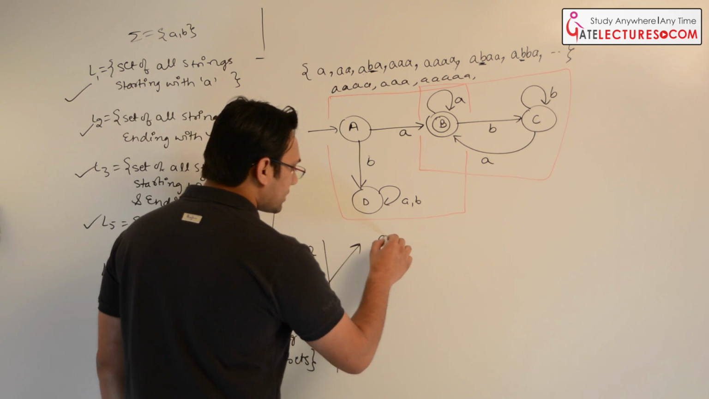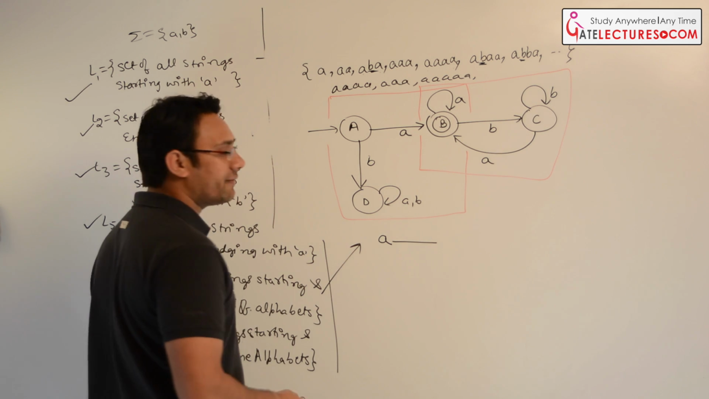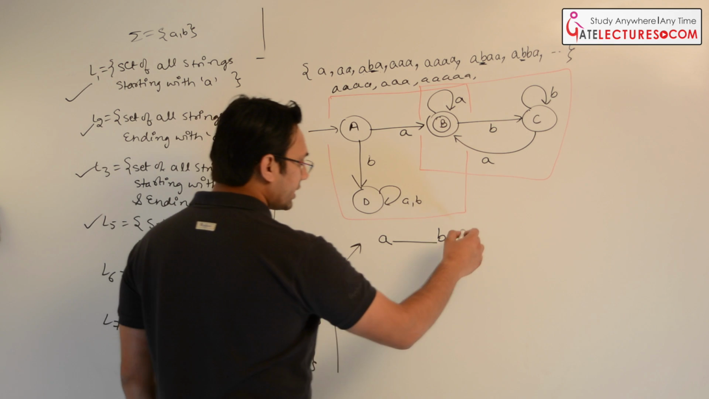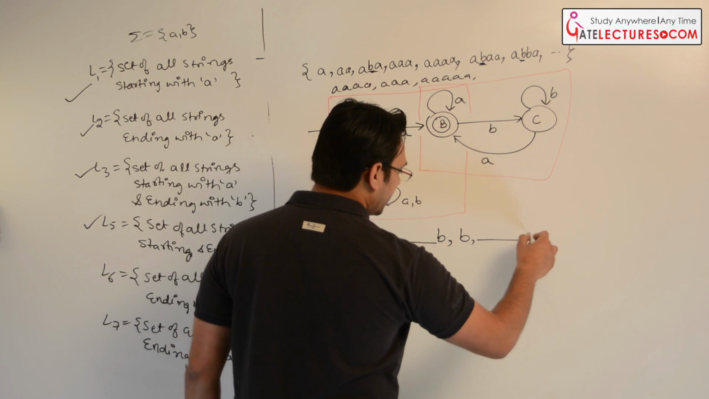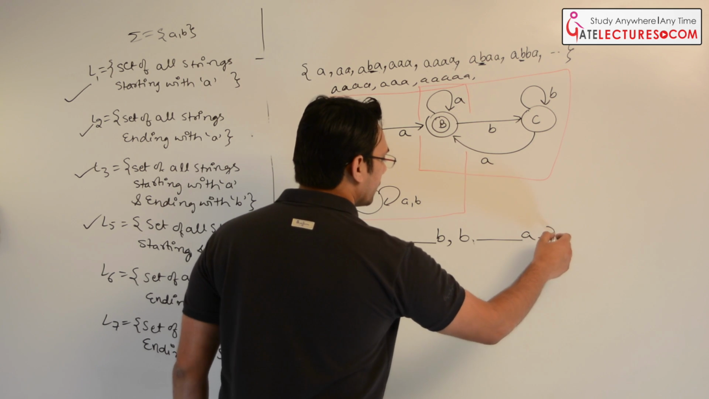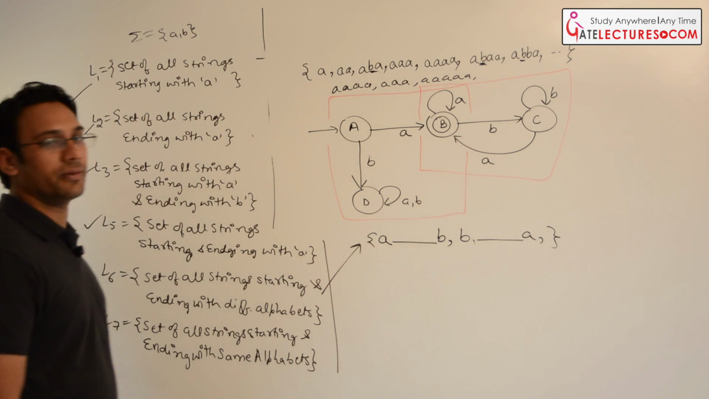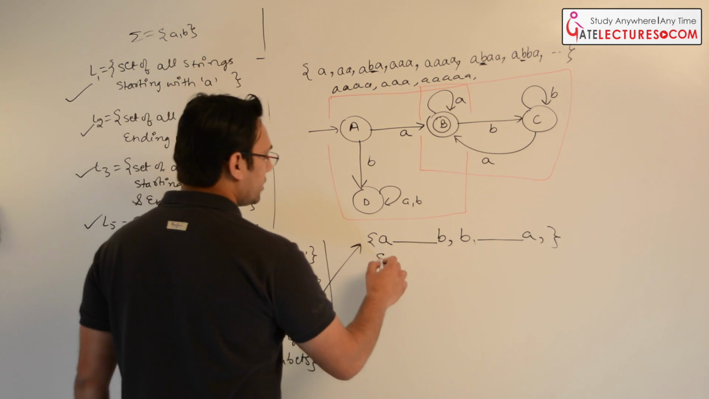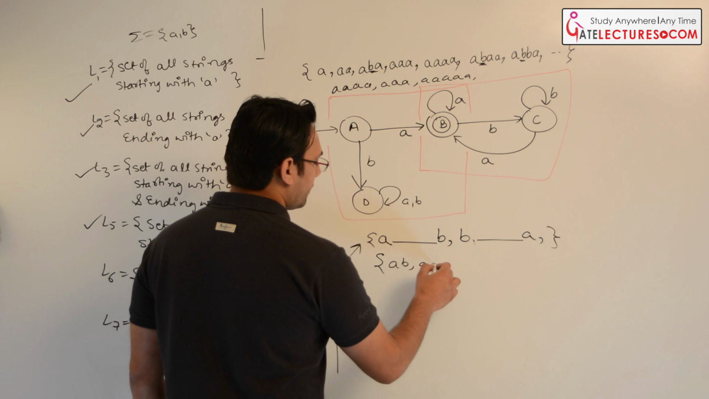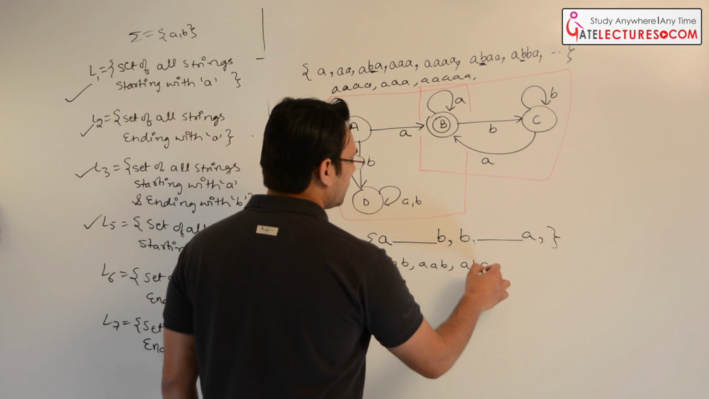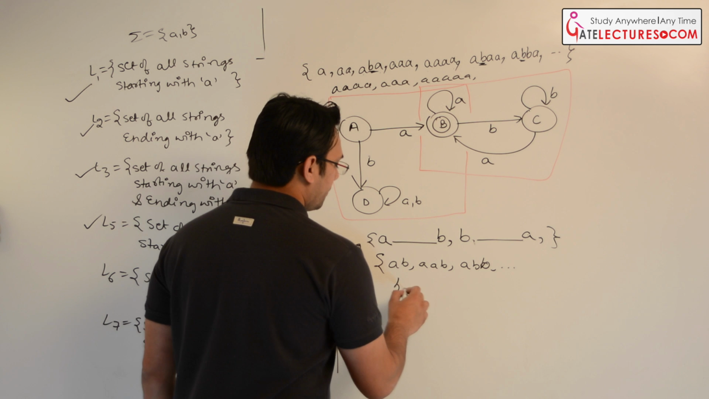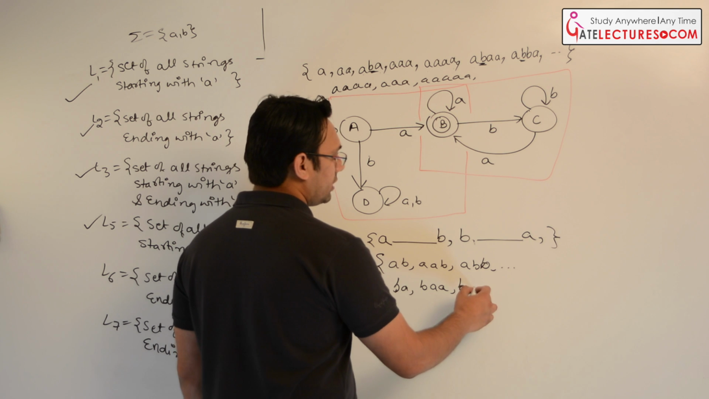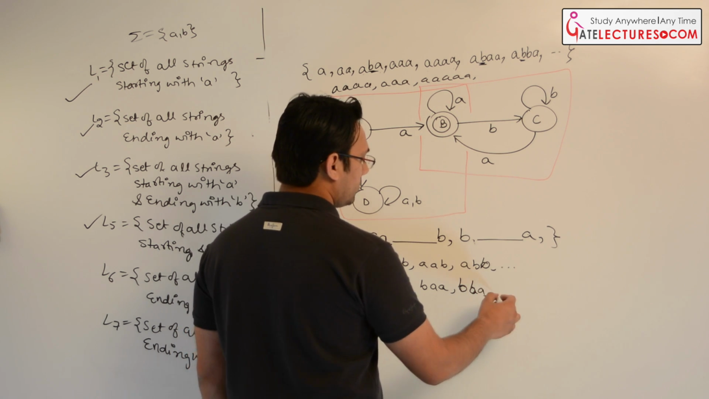Either the string can start with A, have anything in the middle, and end with B, or the string can start with B, have anything in the middle, and end with A. That means the string should start and end with different symbols. So what are the strings which can be represented here? It can have AB, it can have AAB, it can have ABB, and so on. It can have BA, it can have BAA, it can have BBA, and so on.